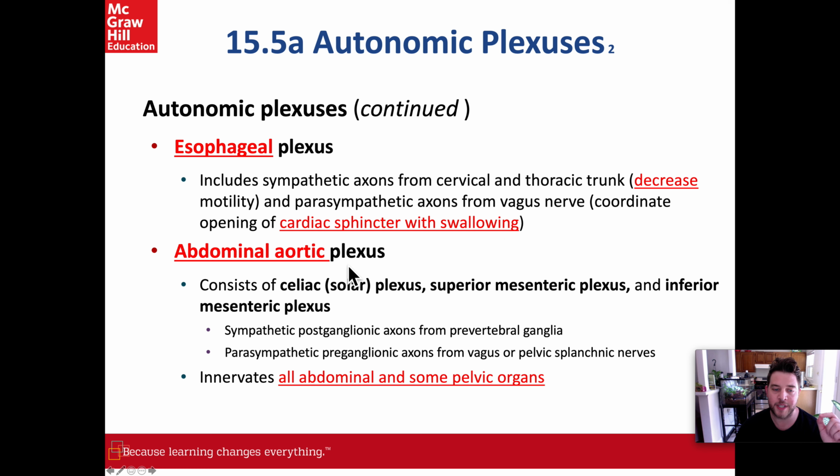The abdominal aortic plexus consists of these minor ones. You should be able to recognize that. If you see something celiac, mesenteric, you should automatically start thinking that it is in your abdomen. When you do the cardiovascular system, chapters 18 and 19, you'll get into more of these celiac and mesenteric vessels. So every time you see celiac or mesenteric, think that it's in your abdomen. The sympathetic axons innervate all abdominal and some pelvic organs.